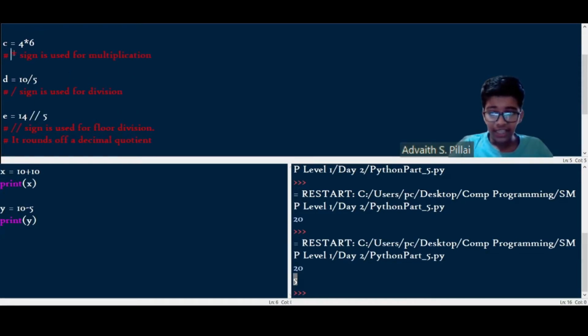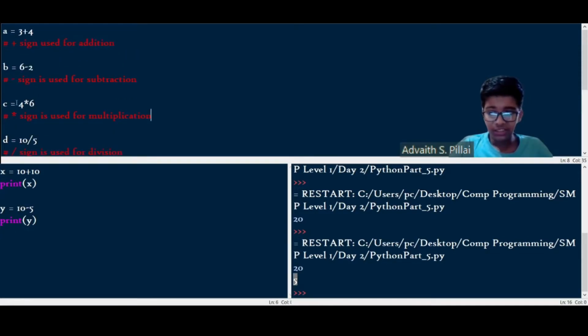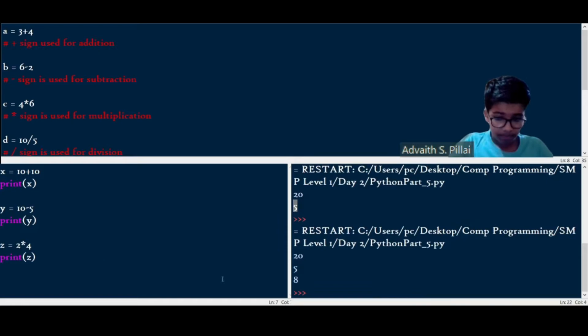The next sign is for multiplication, which is the asterisk sign. Now if we take a variable z and give it the value 2 multiplied by 4, and then print z and execute it, as we can see 8 has been executed, which is the correct answer for 2 times 4.